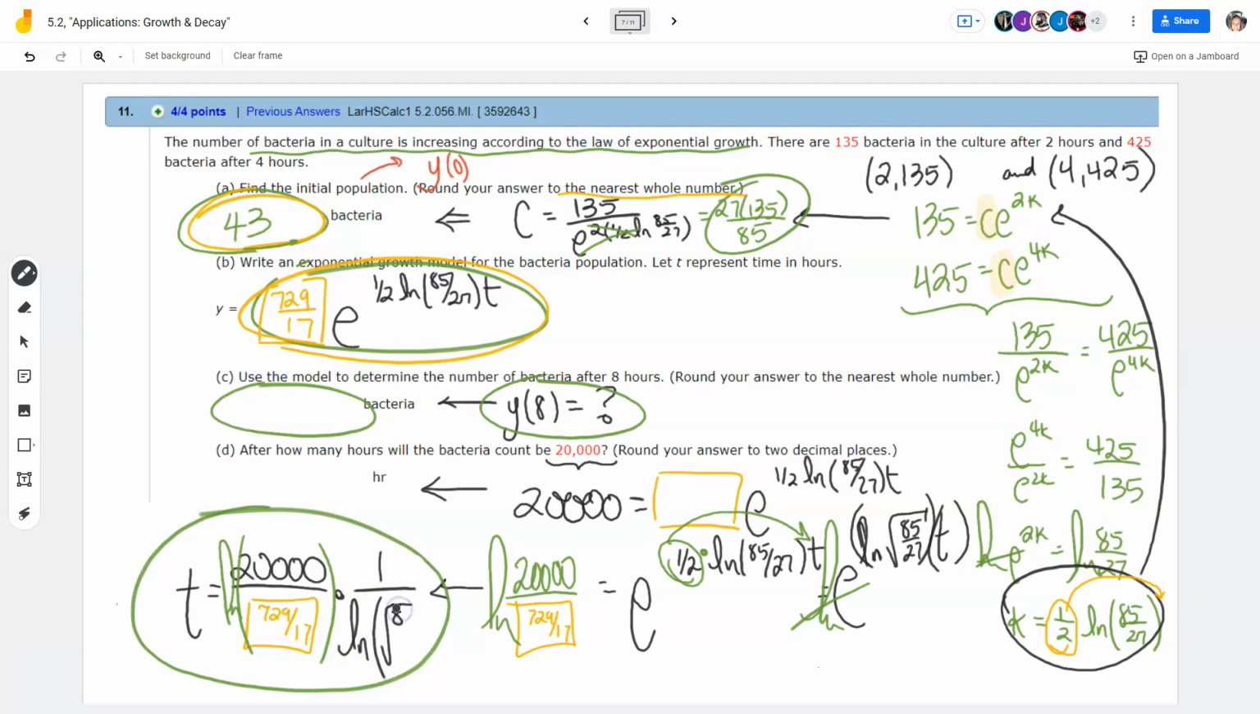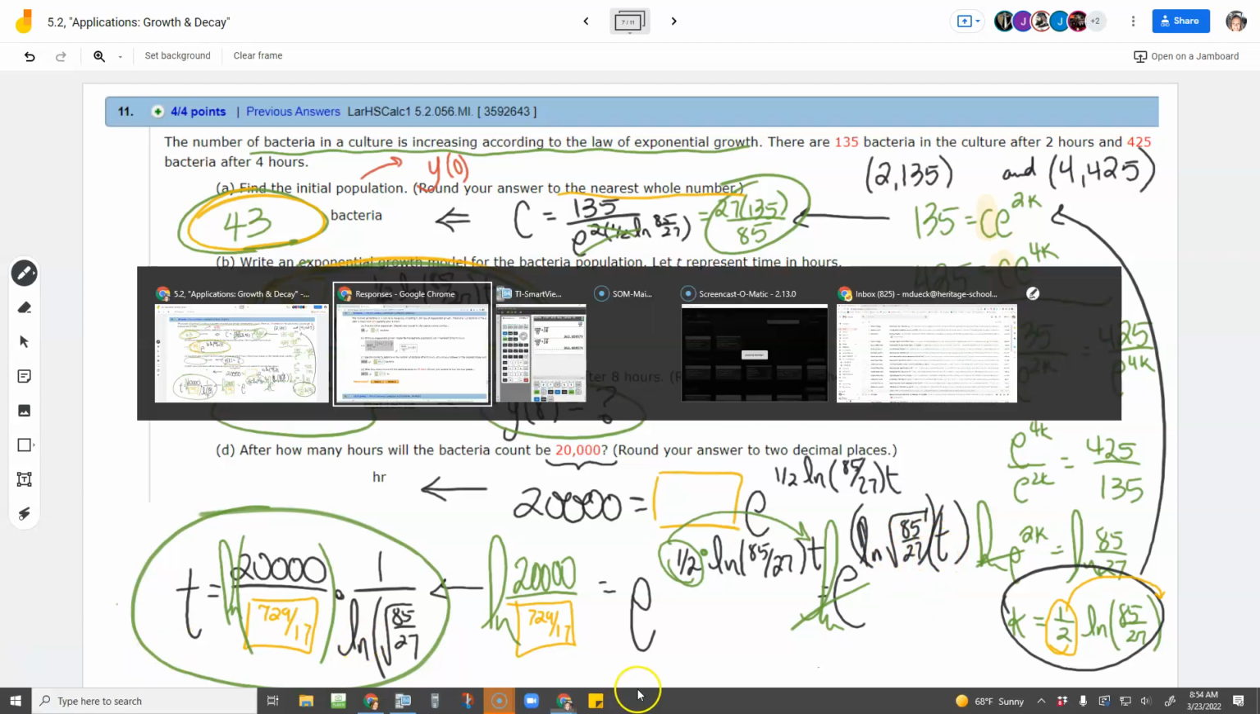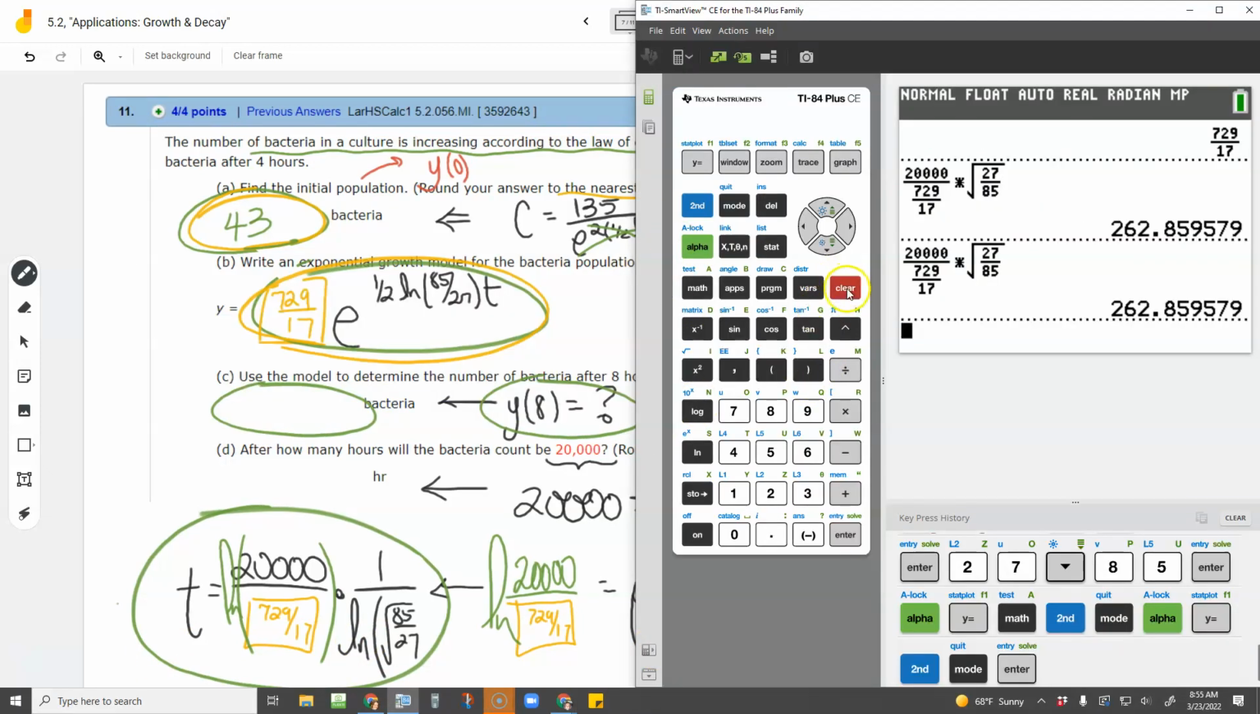The 85 over 27 was inside an ln. That t made it to where I couldn't just cancel those out. It wasn't just the e and ln. It was a more complicated power. Then that should work out pretty nice.